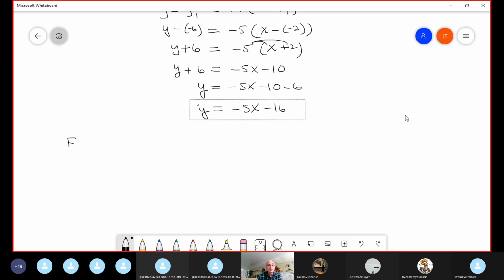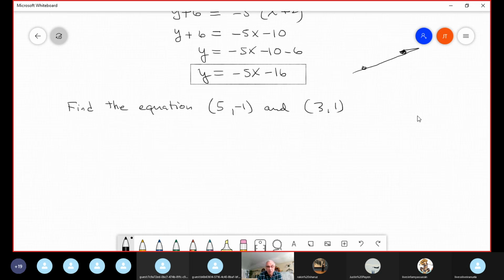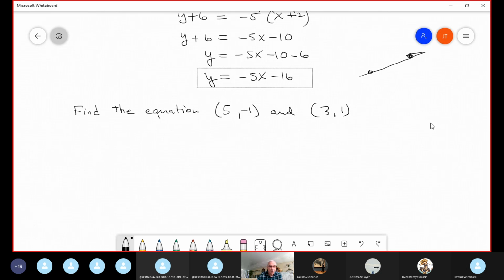Find the equation of the line. But the information given is different. It's 2 points. 2 points are given: (5, negative 1) and (3, 1). Okay. And you need to find the equation connecting these points. You plot this point, you plot this point, and you find the equation for this line connecting both points. This is the idea. Okay. So this is longer because you need 2 steps. Step 1.